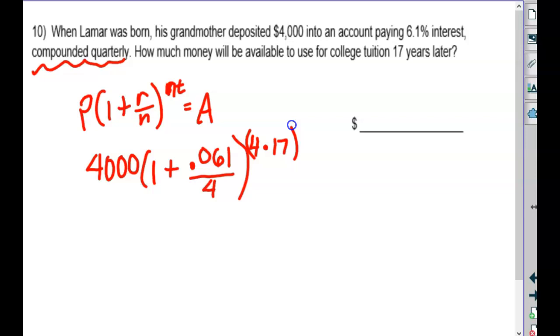I get real frustrated when people make a mistake, and it's a very glaring mistake, because $4,000, first of all, can't become less if it's in a savings account, right? It can't probably become $1 million, right? It did do well. Did anyone else get 11,000 something? Okay. It tripled. 6.1% interest is pretty good, and 17 years is a really long time.